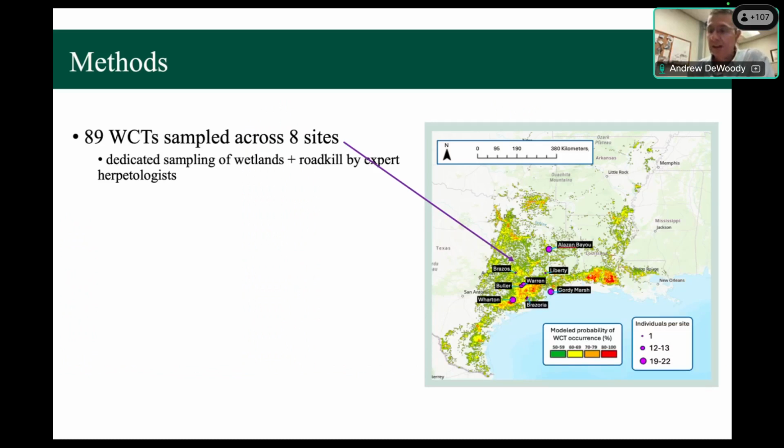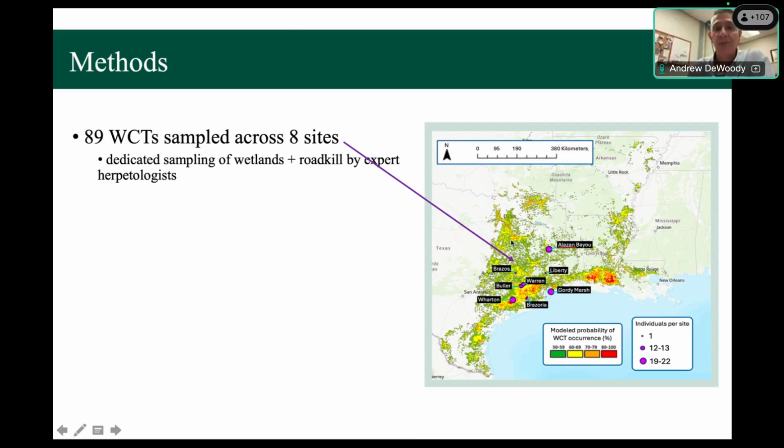So we did not collect these samples. They were collected by teams of expert herpetologists who were actually out trying to collect Western chicken turtles, or in some cases, opportunistic roadkill. Find one on the side of the road, and that dead animal still has DNA that can be retrieved and sequenced. And so Natalie did some of that as well.